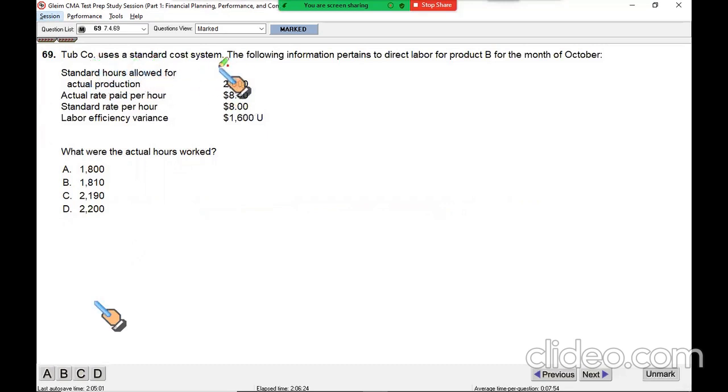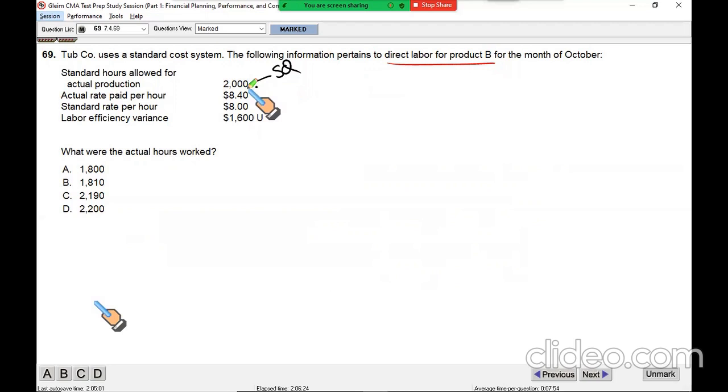Tub company uses standard cost system. The following information pertains to direct labor for product B for the month of October. Standard hours allowed for actual production. Whatever you produce, it should have taken these many hours. This is the standard quantity of hours allowed, the standard quantity that you should have used for whatever product you made.